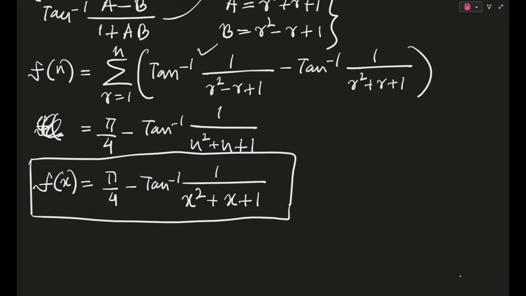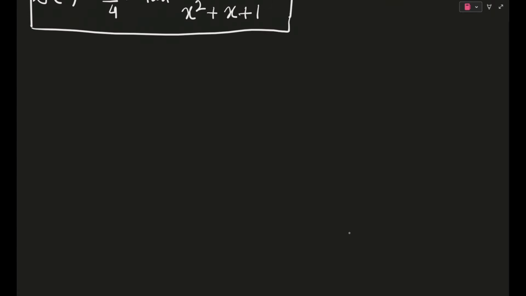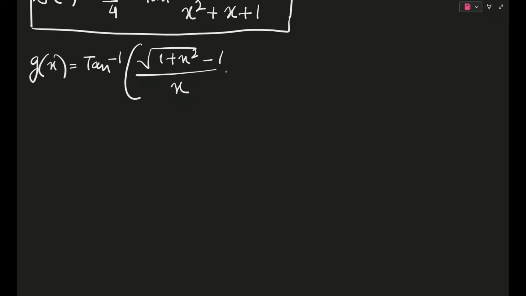So this is f of x, and now to simplify g of x. g of x was given to be equal to tan inverse of root under 1 plus x square minus 1 by x. There are numerous methods to solve this. I will go with the most popular one, taking x equal to tan theta. If you want, you can rationalize this also, but that will be tedious.